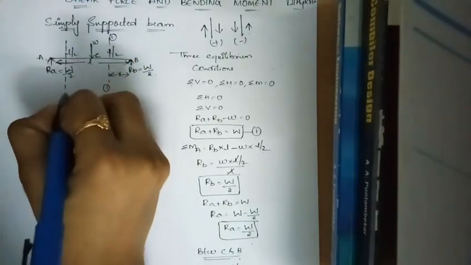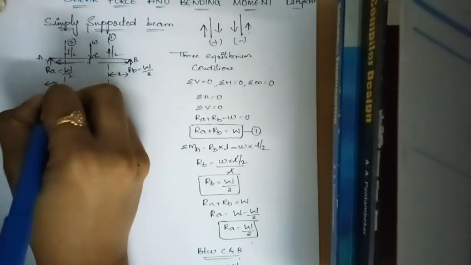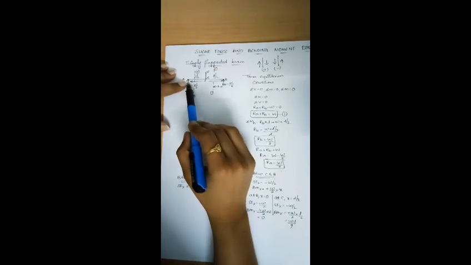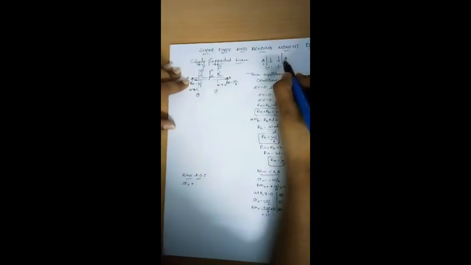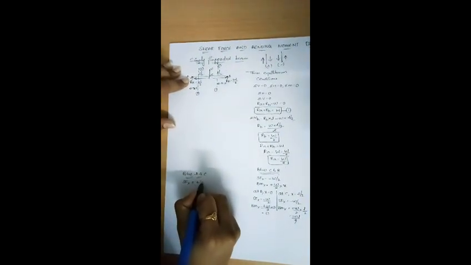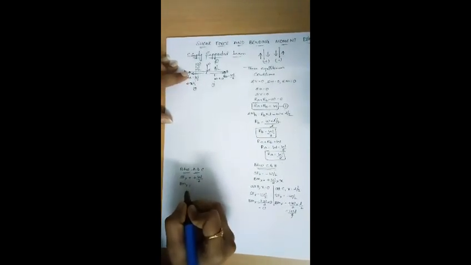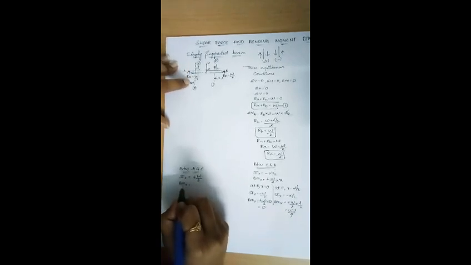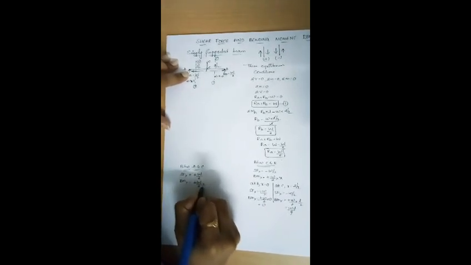Now consider a section 2 from left side. So this will be at a distance x. You can either consider it from right side or you can consider it from left side. Now the force is acting to the left of the section. So RA is acting upwards. So we'll get positive plus W by 2. Bending moment will be, due to this force there is a sagging moment. So we'll get positive W by 2 into X.